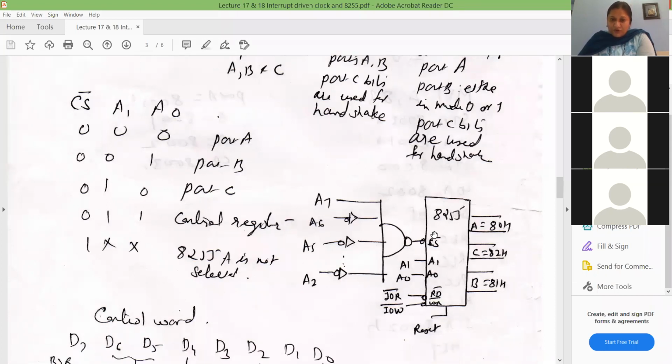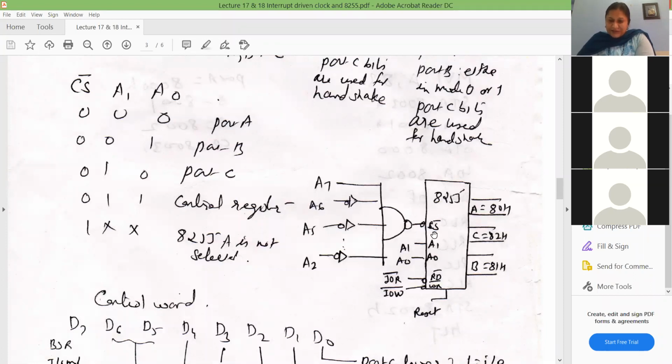So if I want to set the address as 80 hex starting for this particular 8255, then my chip select should be 0 and the A0, A1 pins should be free, so that when this is 0, 0, port A is selected. When this is 0, 1, port B is selected. When this is 1, 0, port C is selected. And when this is 1, 1, the control register is selected. Why should the control register have an address? Because we are putting the control word at the control register.